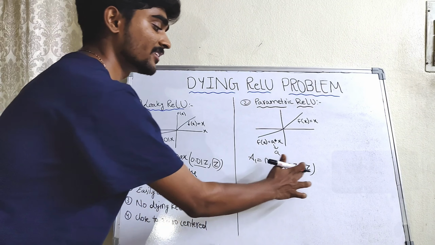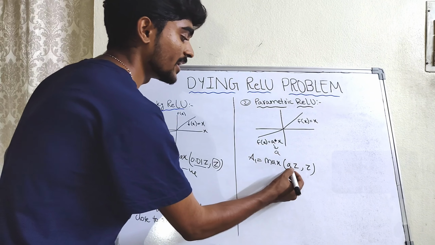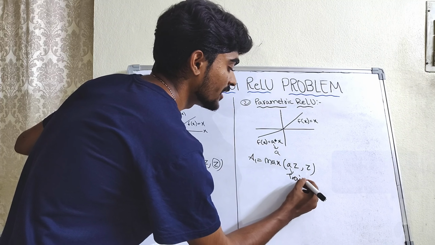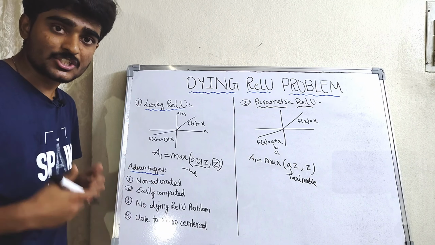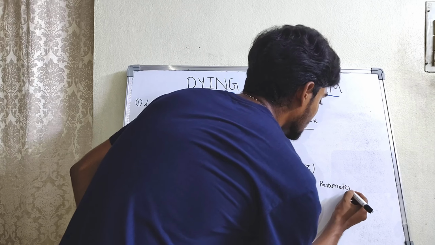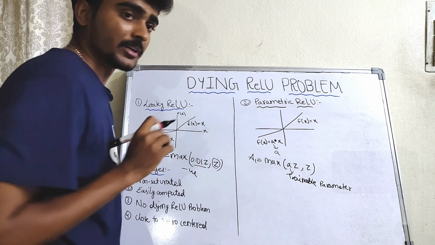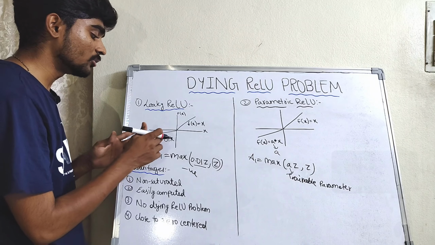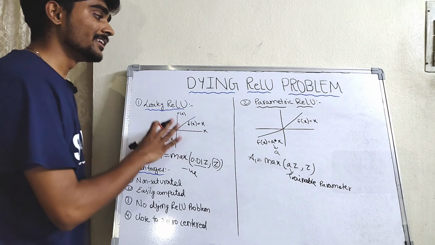In leaky ReLU it is 0.01 times z, but here we have az, where a is a trainable parameter. It gets updated based on the data at each epoch of the training. The only difference between leaky ReLU and parametric ReLU is that this negative side value is parameter dependent, whereas in leaky ReLU we have a fixed numerical value.